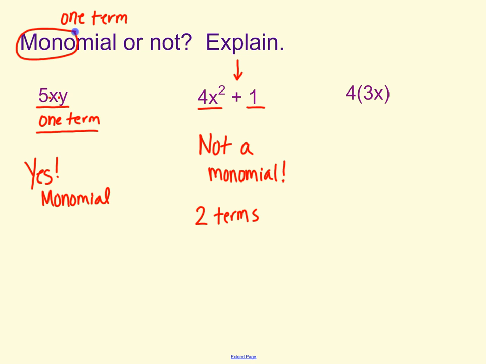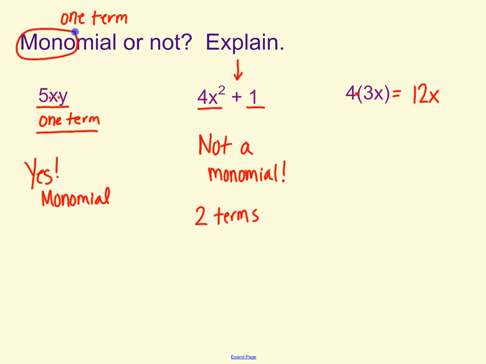Alright, this last one over here looks a little bit different only because it's not in simplified form. We have a 4 times a 3x. So what we'll want to do here is let's go ahead and multiply this out. 4 times 3x is 12x. And now let's look at the 12x to see if this is a monomial or not. So look for the plus or minus signs. I don't see any, which means that this is going to be just one term.